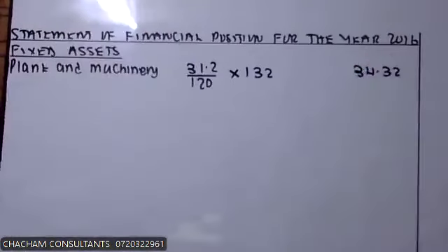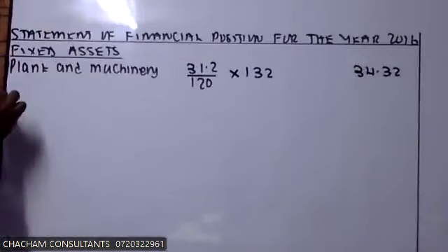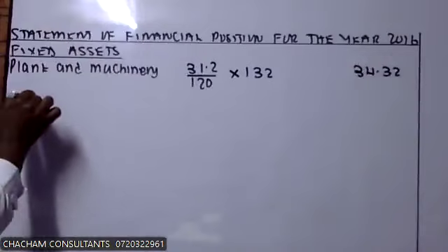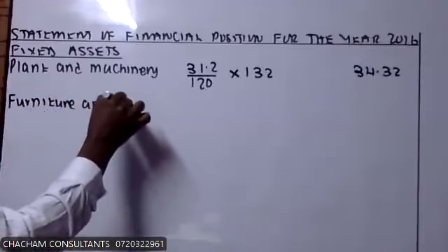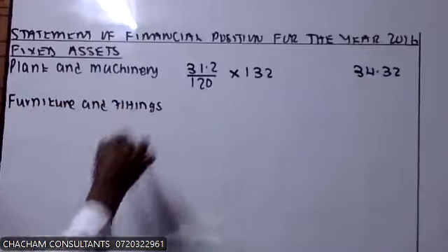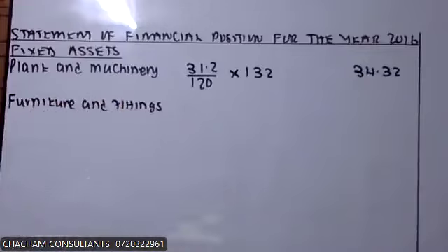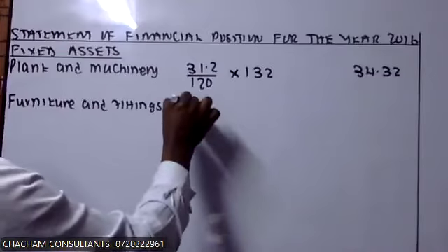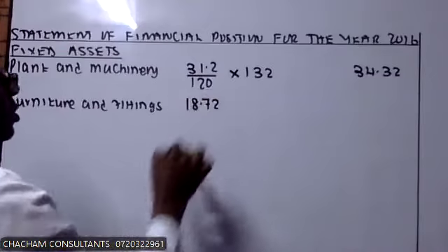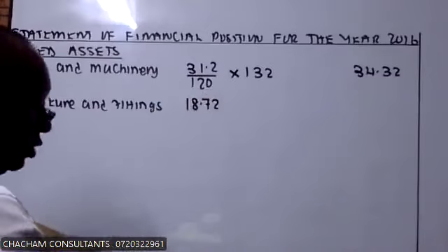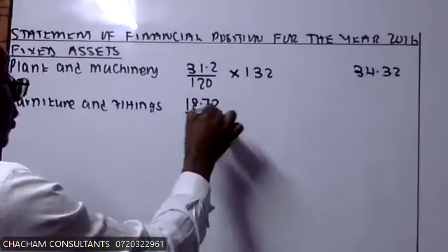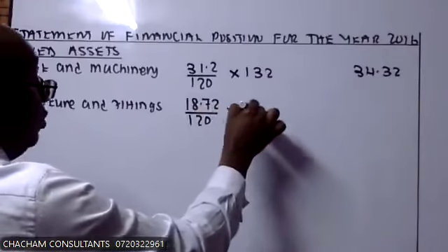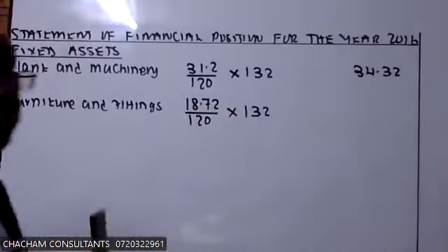The next fixed asset is furniture and fittings. We do the same. We said we express it as a percentage of sales. So it is 18.72. You divide by the historical sales, 120, then multiply by the future sales, 132.